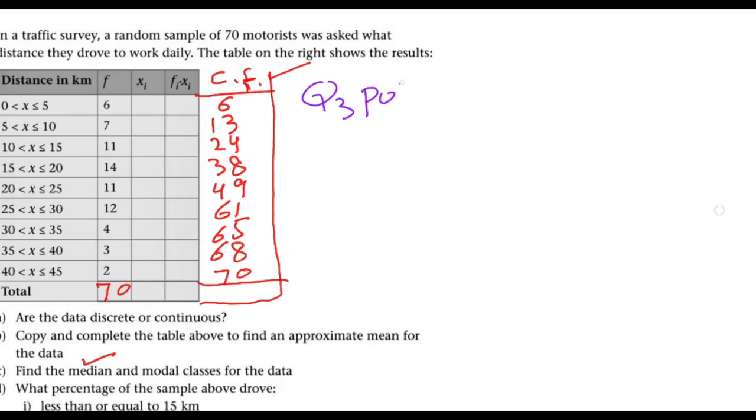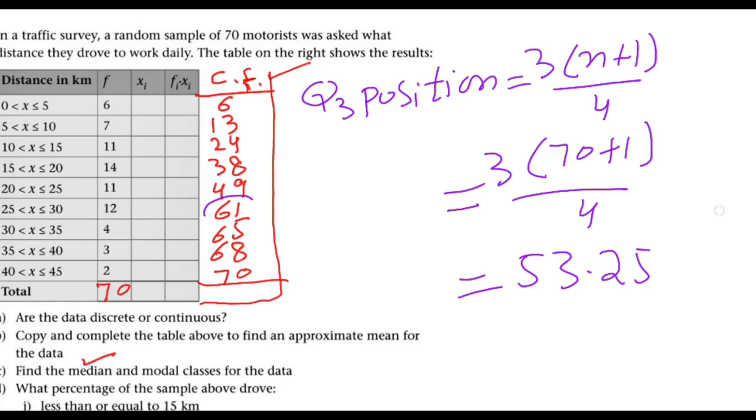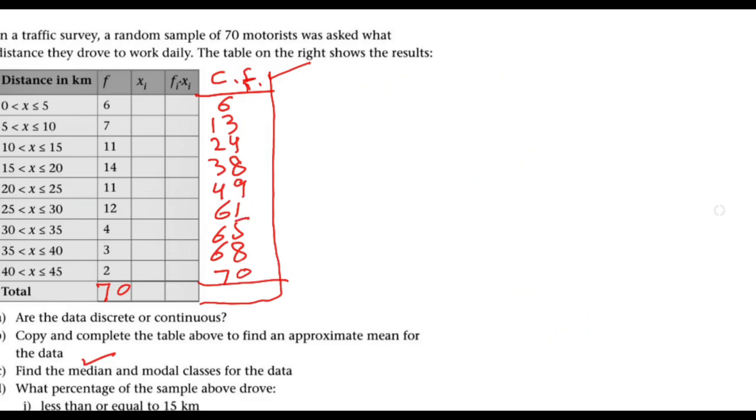Now we're going to find Q3, same method. So the Q3 position, which is the upper quartile, is 3 times n plus 1 over 4. We got 3 times 70 plus 1 divided by 4. I'll use my calculator. 53,25. Now we need to look at which cumulative frequency 53,25 falls in. 53,25 will be here. So the class interval between 25 and 30 will be the Q3 class interval. So therefore Q3 falls in the class interval between 25 and 30. This is my final answer. Now we're looking at the percentile, 60th percentile, P60 position.